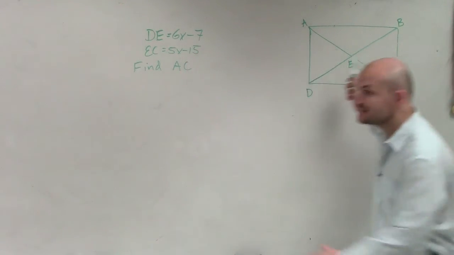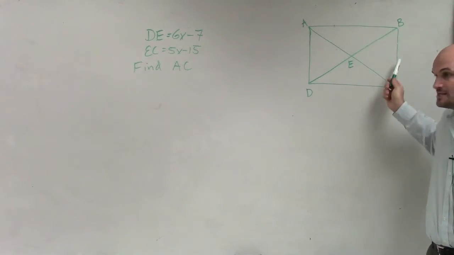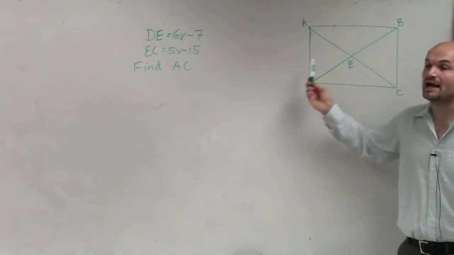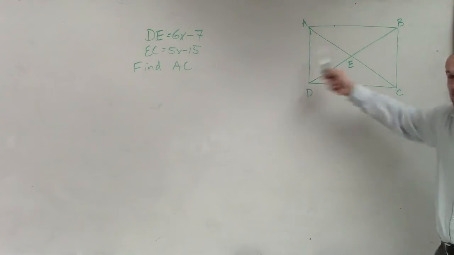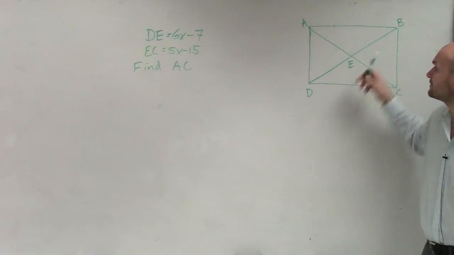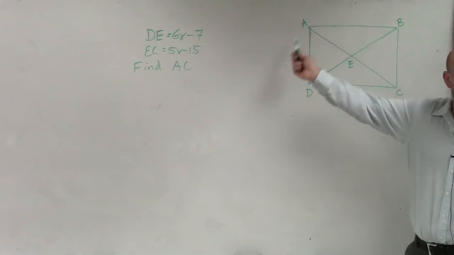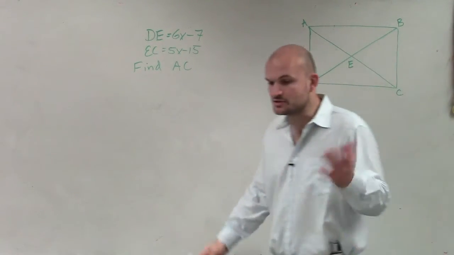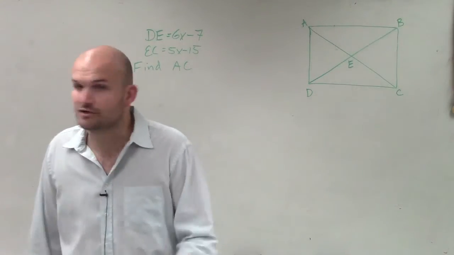Well, we know that opposite sides are parallel. These two sides are parallel. These two sides are parallel. We know that opposite sides are congruent, right? These two sides are congruent, and these two sides are congruent. And that means they're equal in measure, right? We also know that opposite angles are congruent, and all the angles are 90 degrees, right angles.